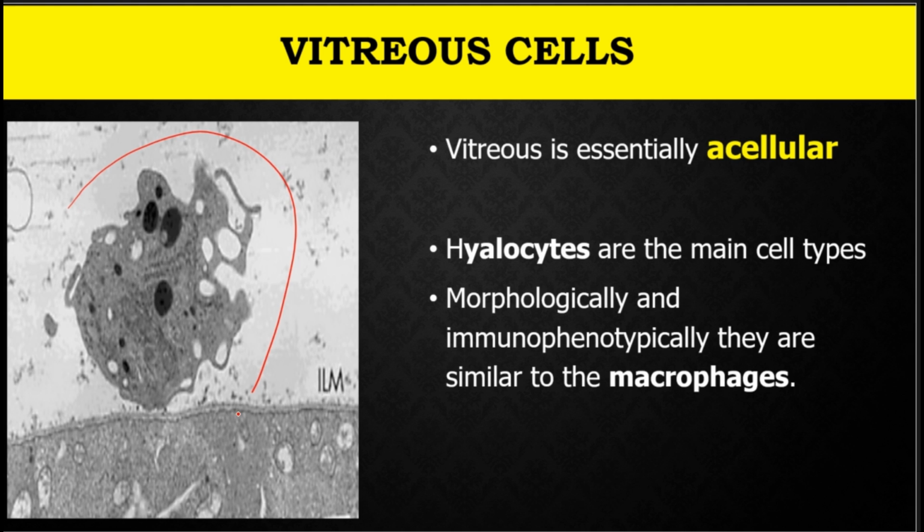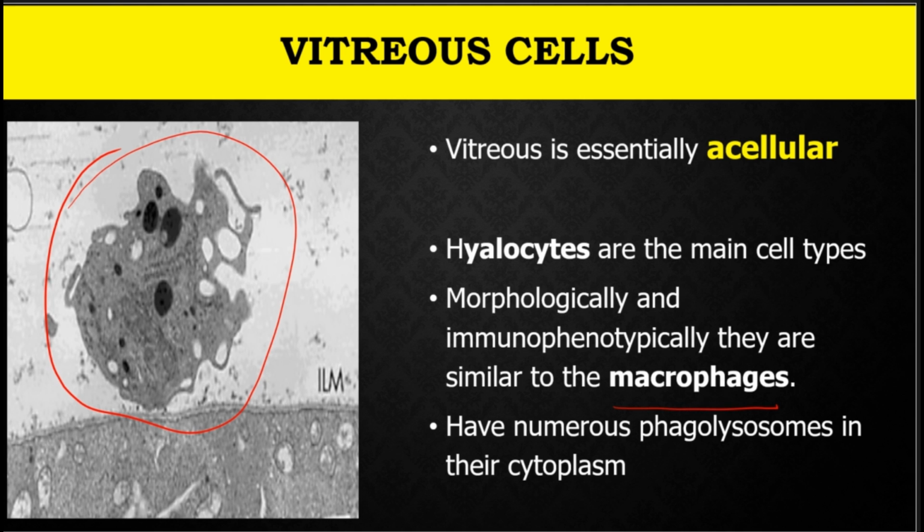Morphologically, if you observe these hyalocytes, and even immunophenotypically, they are quite similar to macrophages. They have numerous phagolysosomes in their cytoplasm that you can see, and this indicates that they have this macrophage-like function.